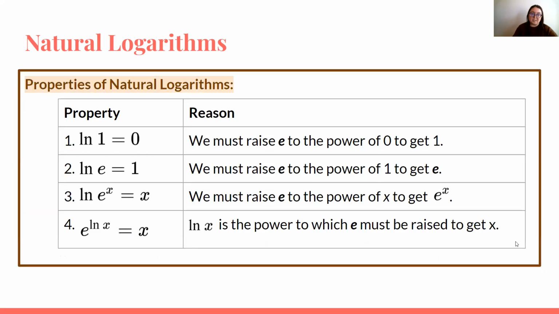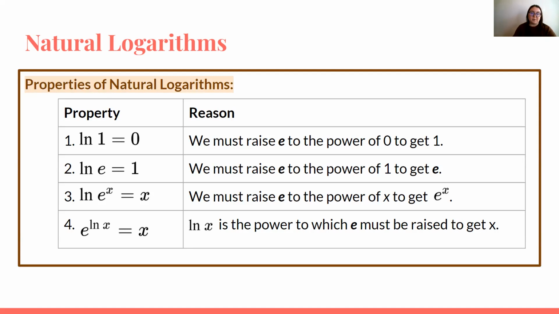So here are properties. Like we said, they are the same properties as before, but we're going to go over them anyway. Number one, the natural log of 1 is 0. Anything to the power of 0 is equal to 1. And remember, this natural log, it is equal to the exponent. So we raise e to the power of 0 in order to get 1. Then 2, the natural log of e is 1. Since the natural log of e is like saying the natural log of e to the power of 1, our answer is 1. We have to raise e to the power of 1 in order to get e.